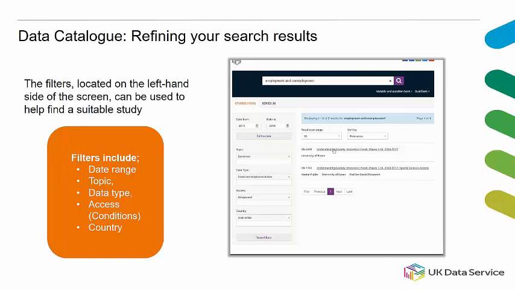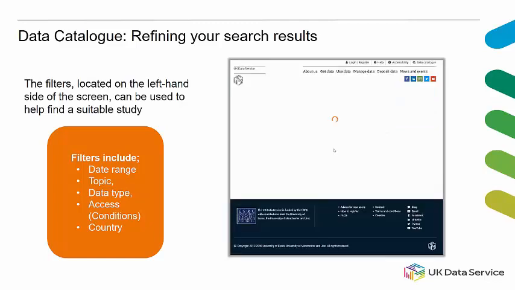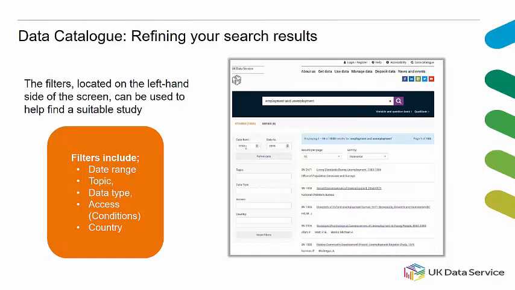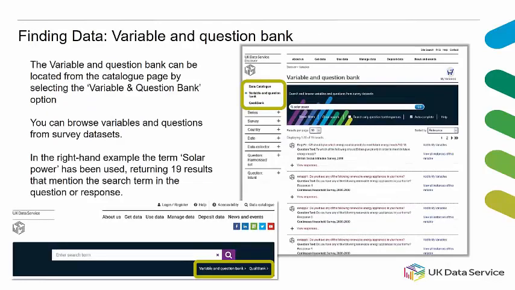But for now, we'll move on to the next set of search tools available, our variable question and QualiBanks, and we'll pick up with the catalogue a bit later on in more detail. So another approach you could use to search for specific phrases used in variable names is via our variable and question bank. The variable and question bank can be accessed from the main catalogue search bar, and at the bottom of this slide you'll see an example of this.